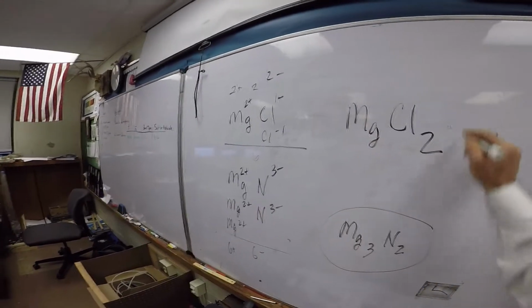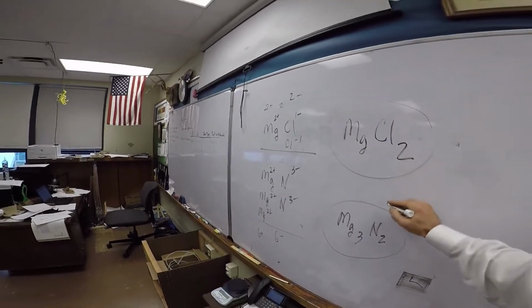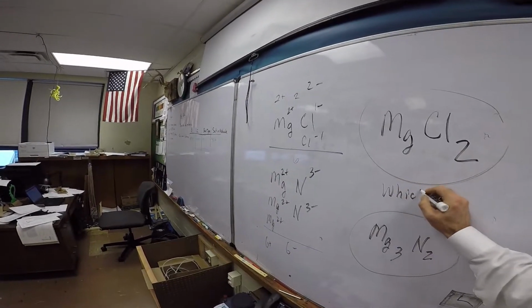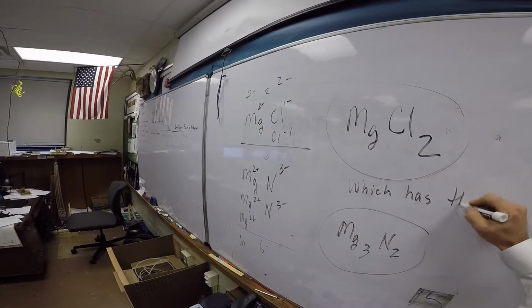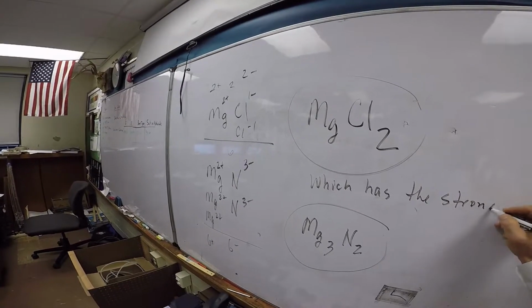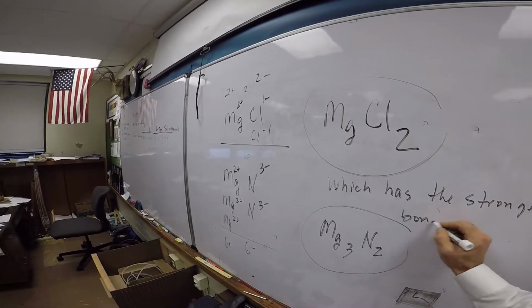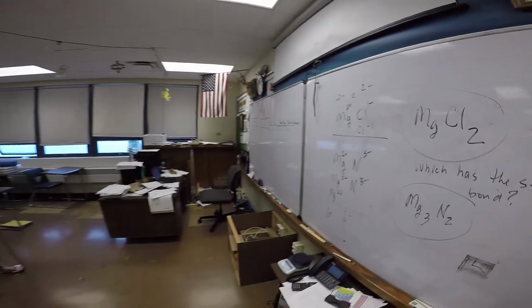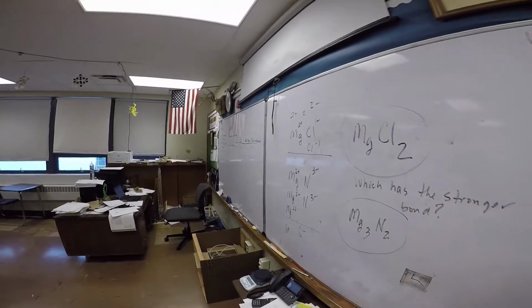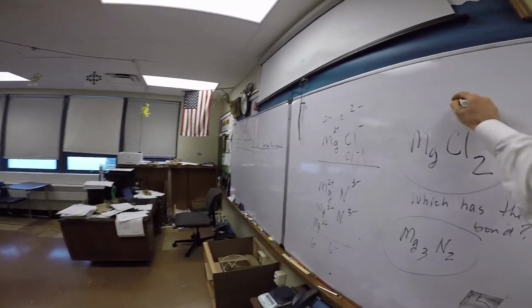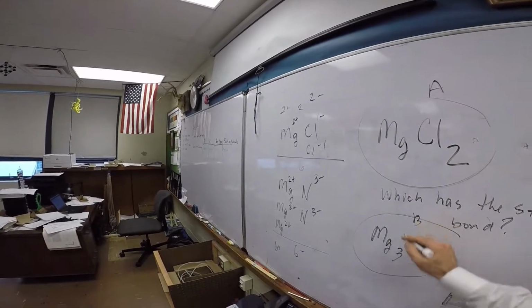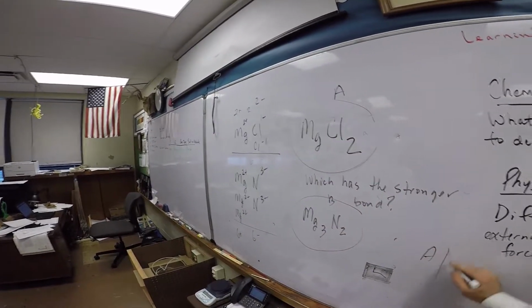All right, so the question is, between these 2 substances, which has the stronger bond? Is this stronger than this? So we have A or B. Which one's stronger? So you have to vote. Which one's stronger, A or B?